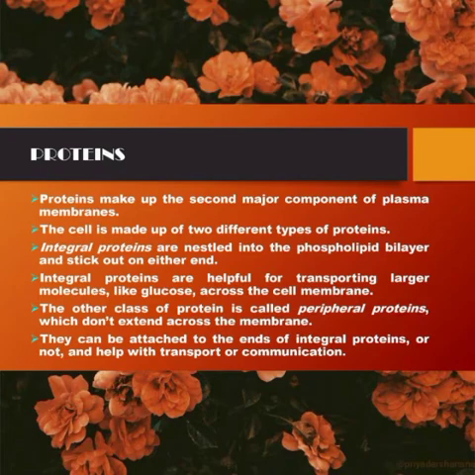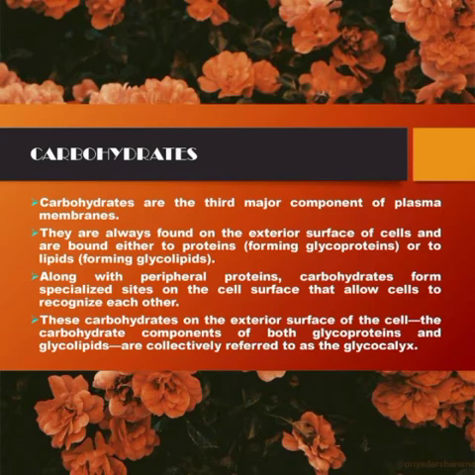The other class of protein is called peripheral proteins, which do not extend across the membrane. They can be attached to the ends of integral proteins or not, and help with transport or communication. Next, carbohydrate. Carbohydrates are the third major component of plasma membranes. They are always found on the exterior surface of cells and are bound either to proteins forming glycoproteins or to lipids forming glycolipids. These carbohydrate chains may consist of 2 to 60 monosaccharide units and can be either straight or branched.